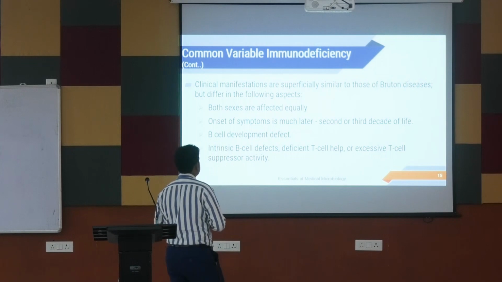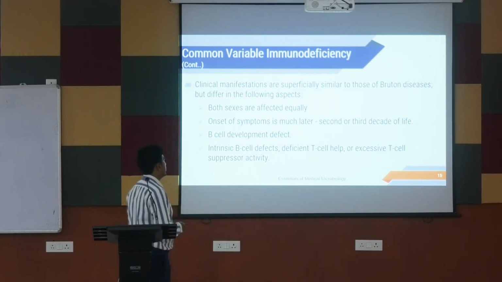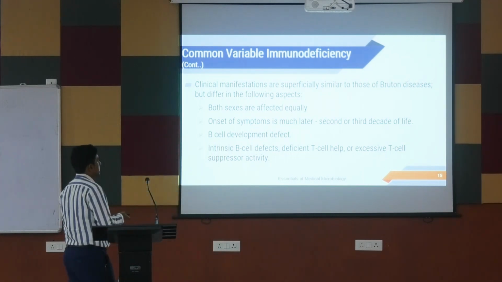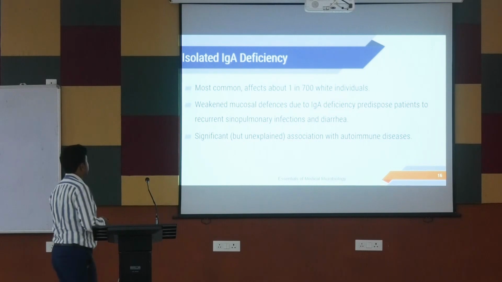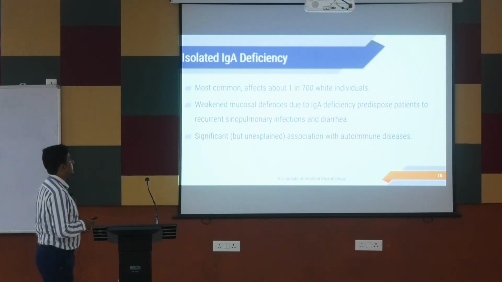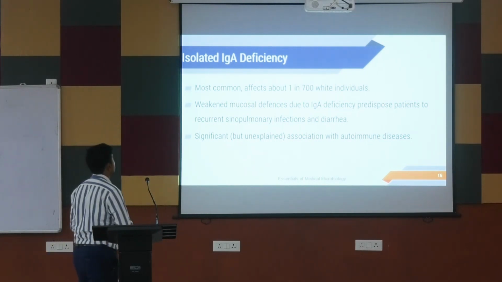B cell development defect and intrinsic B cell defects, deficit T cell help or excessive T cell suppressor activity. Isolated immunoglobulin A deficiency is the most common, affecting 1 in 700 white individuals.